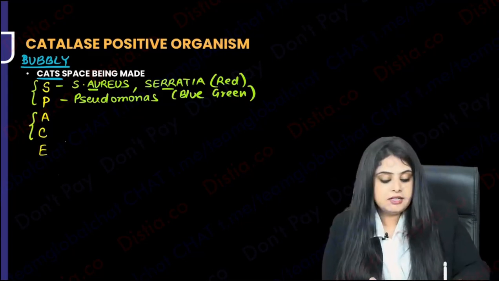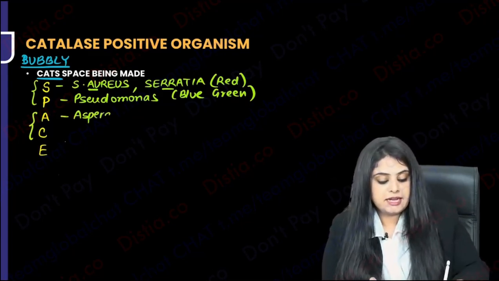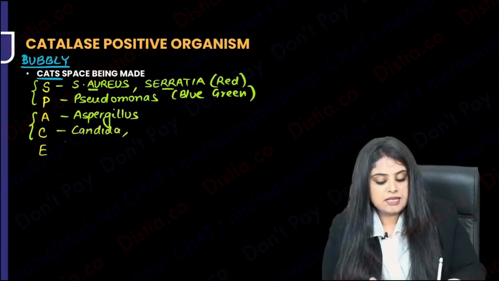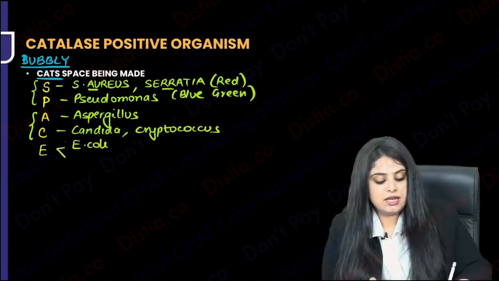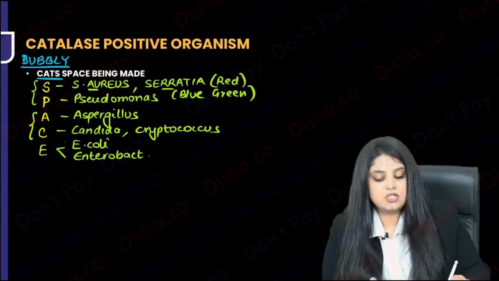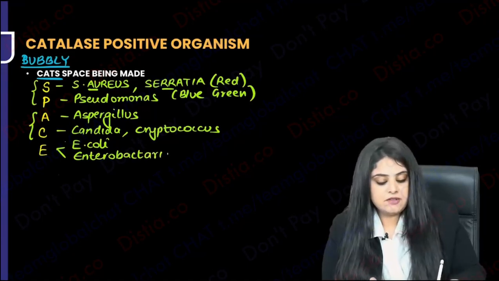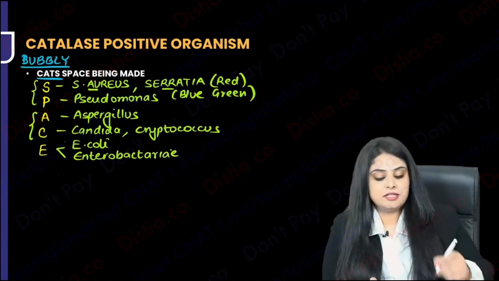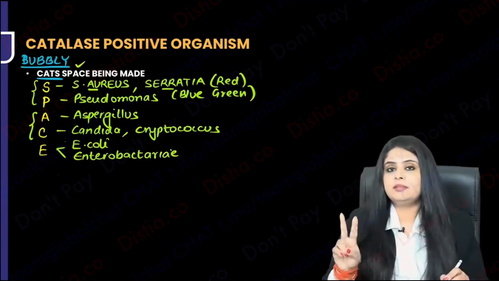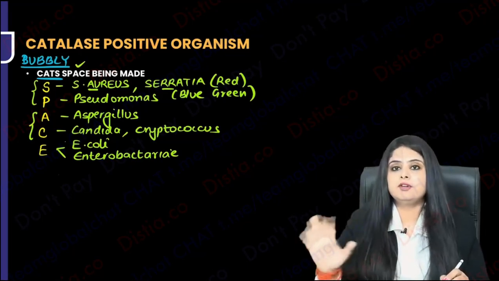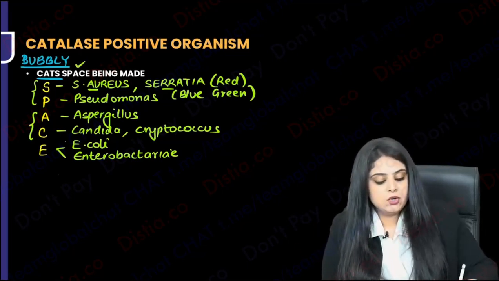Now I'm going to get some fungal infections. A for Aspergillus, that is definitely catalase positive. C for Candida and Cryptococcus, also catalase positive. Now E has two things: E. coli and Enterobacter. Basically, there's an entire family called the Enterobacteriaceae family. So that Enterobacteriaceae family is going to come up over here. That is SPACE. So SP for pigments, AC for all fungal, E for E. coli Enterobacteriaceae family.